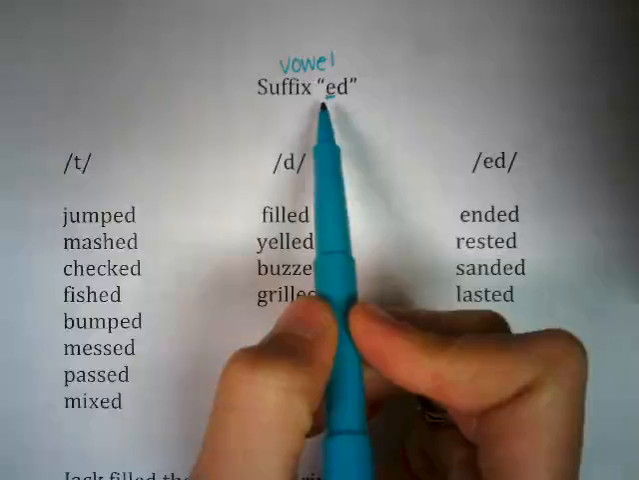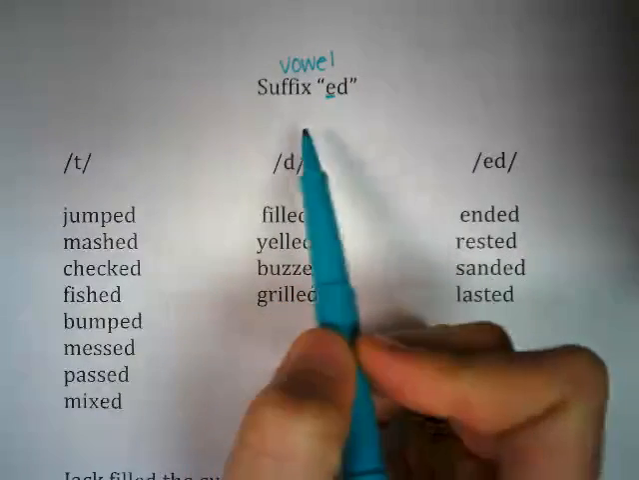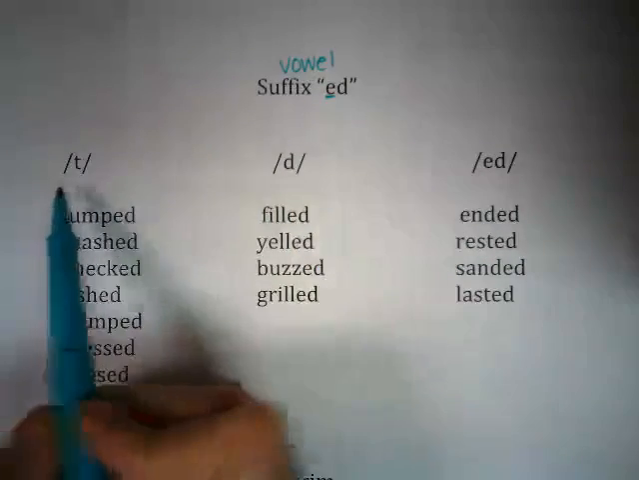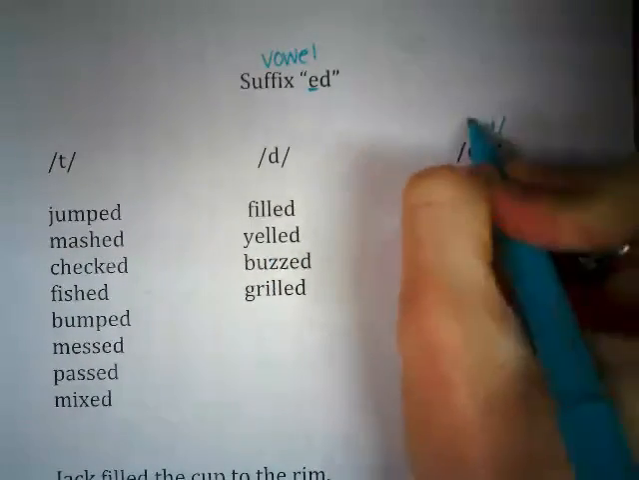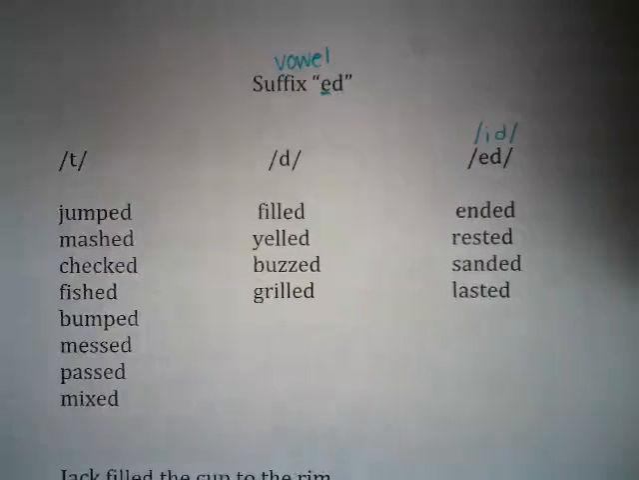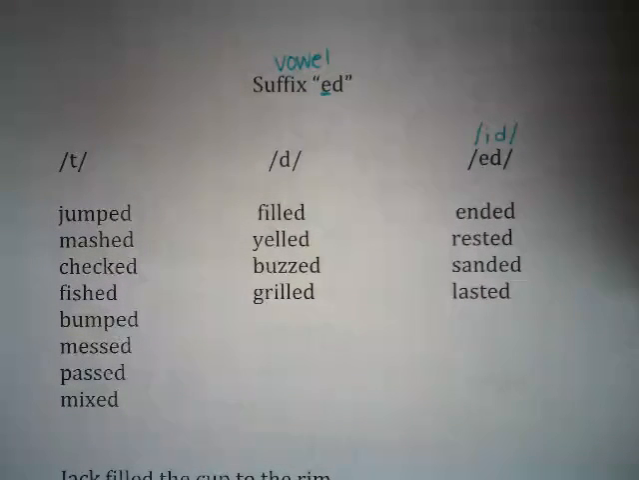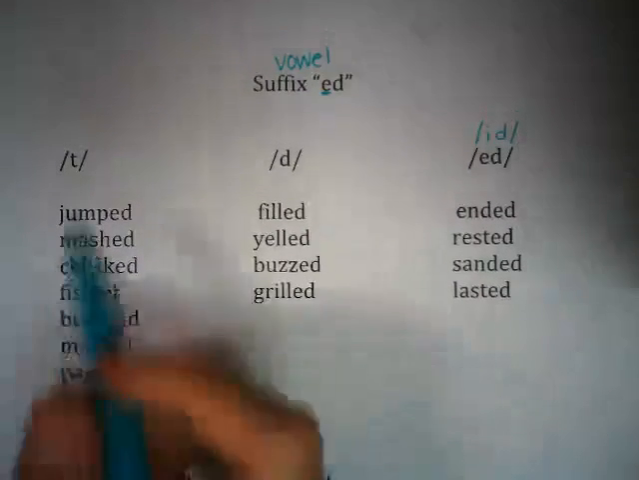The tricky part about our vowel suffix ed is it actually makes three sounds. It makes the t, d, and ed. Sometimes we say id instead. And there are rules for when it makes these three sounds, so we're going to go through them.